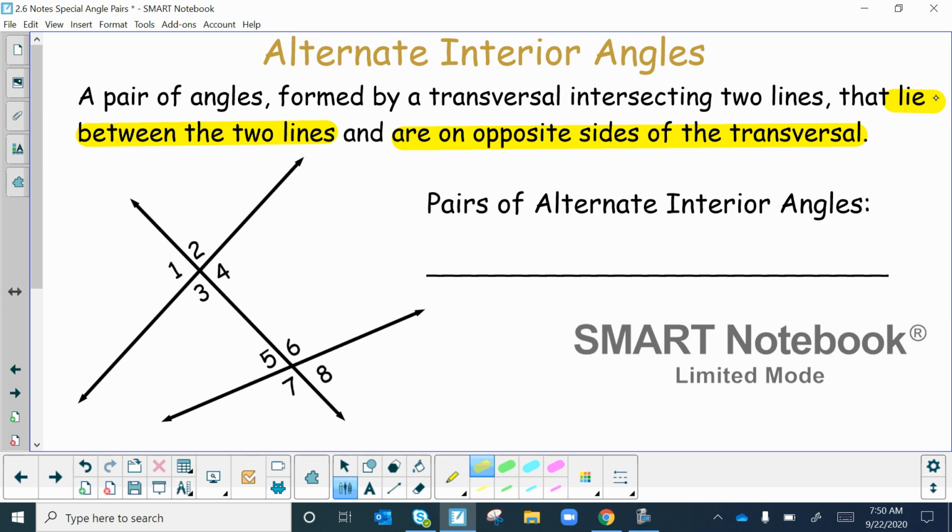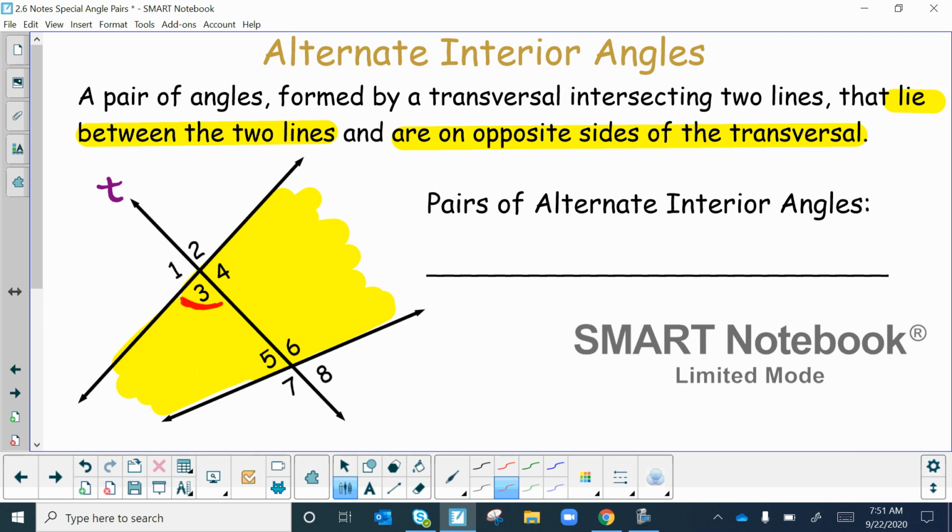So here's our transversal. Let's label that T. So that's our transversal. And so in between the two lines would be, let me shade it right here. See how this is between the two lines? Okay, so it's going to be angles 3, 4, 5, and 6. Okay, so let's identify those. They are going to be on opposite sides of the transversal.